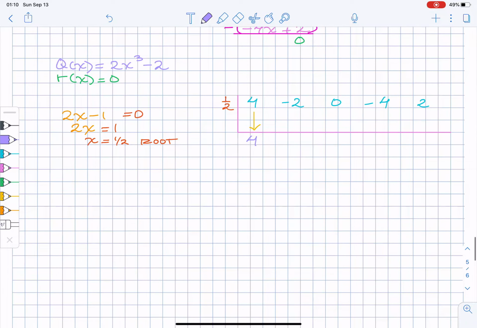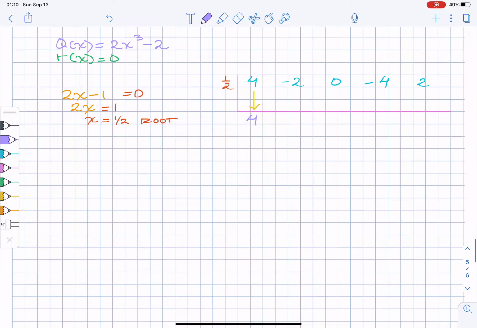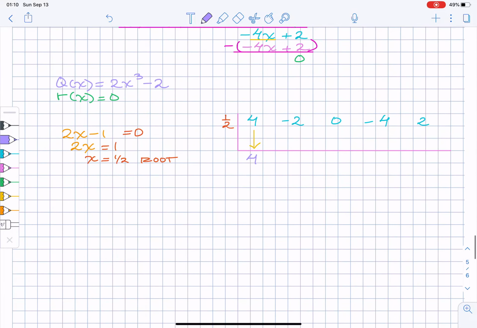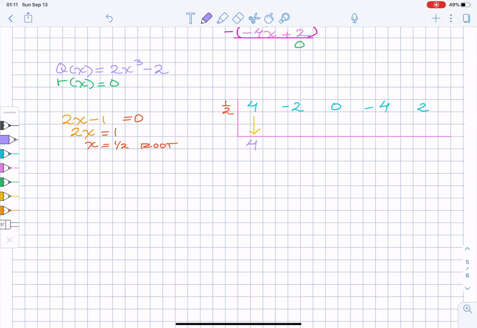Ah, yes, I do. Okay. I'm like, why is it not working? And it is, and I'll show you why. Okay, so we drop down the 4. We're going to divide by 2. So 4 divided by 2, which is multiplication by 1/2, is going to be 2. We're now going to add these together, and note we get 0. Then we're going to start again.